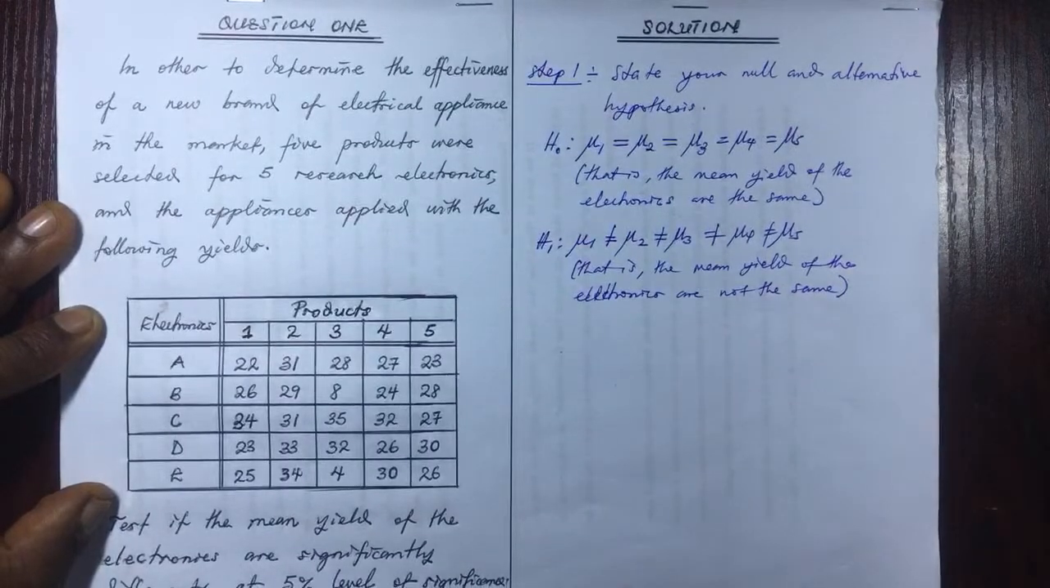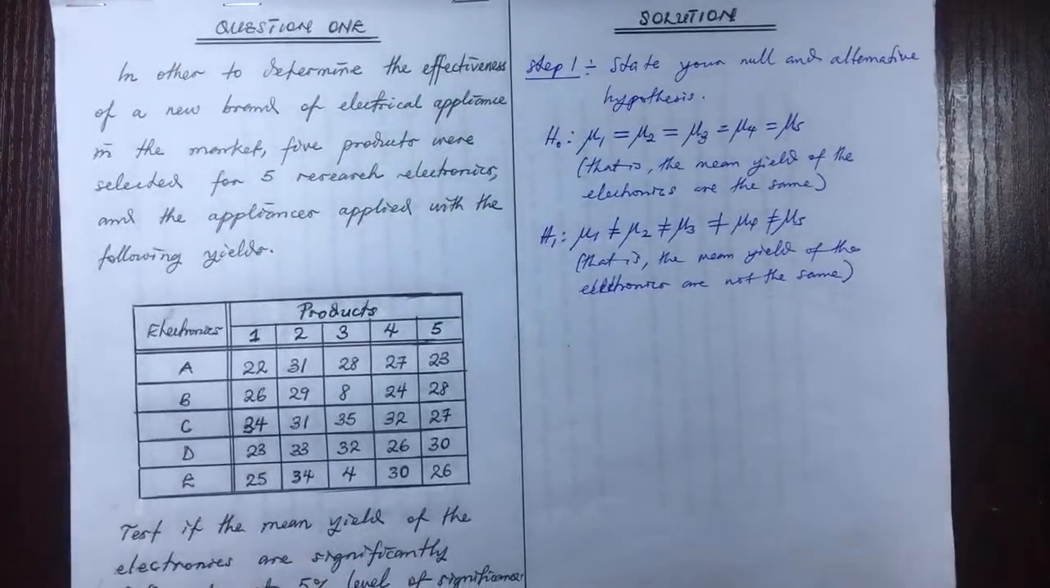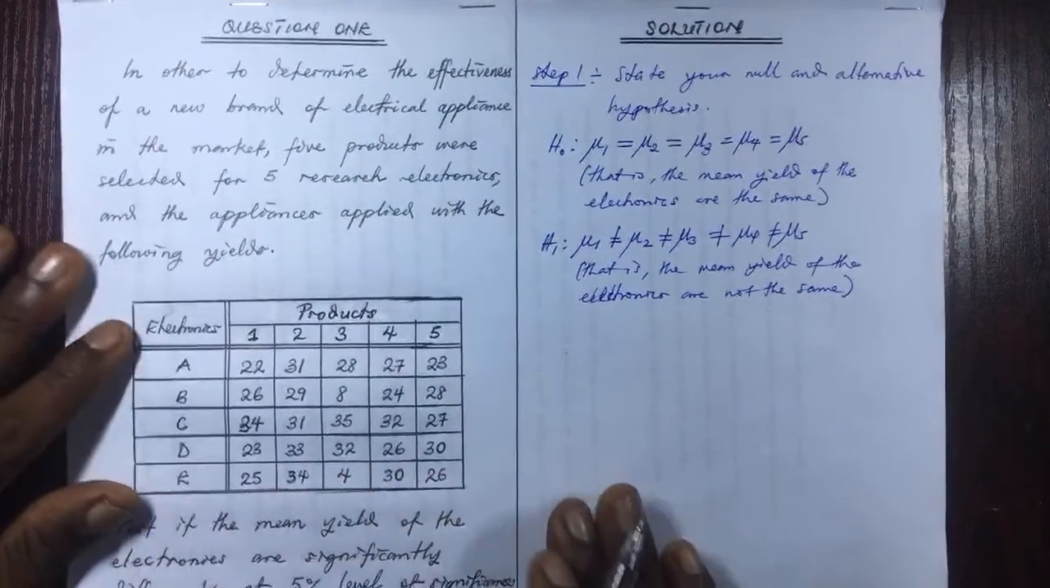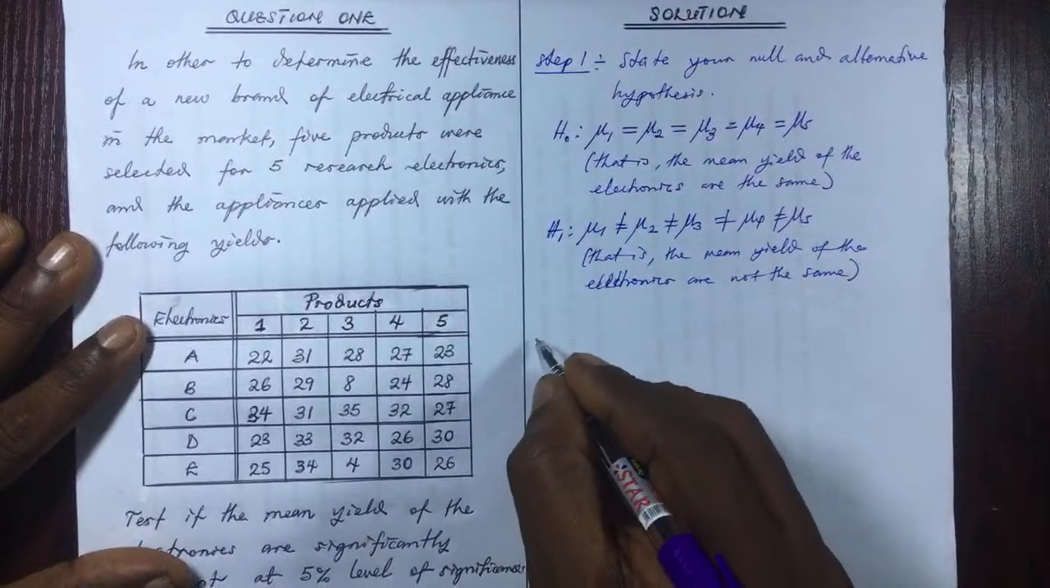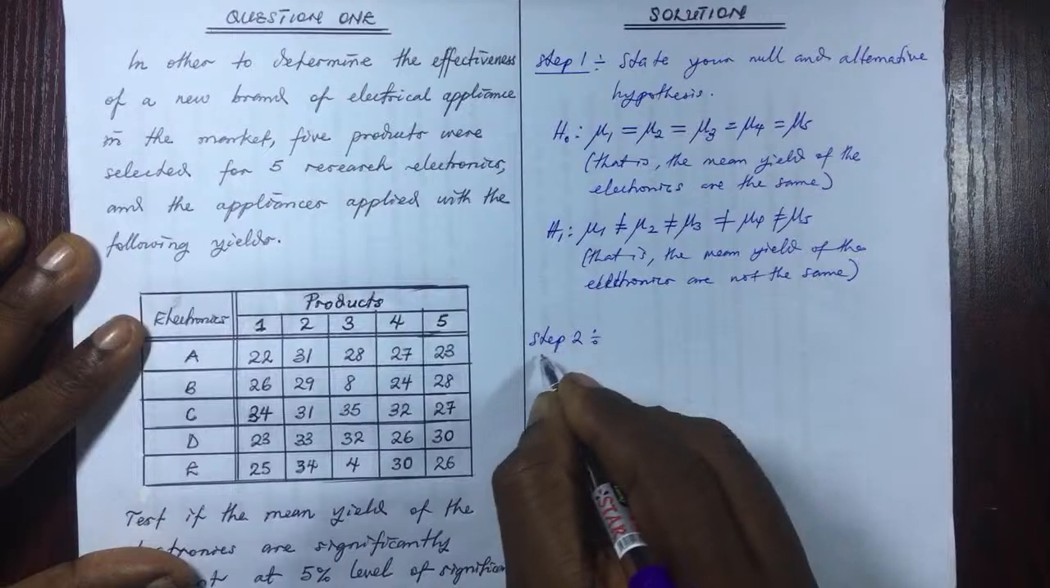Okay, so that will conclude step 1. The first step is to state your null and alternative hypothesis. Once you're done with stating your null and alternative hypothesis in step 1, go to step 2, guys.